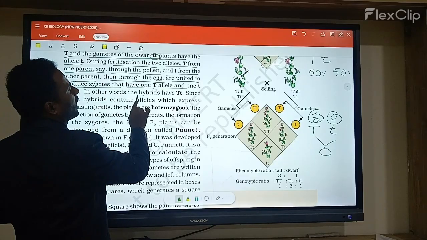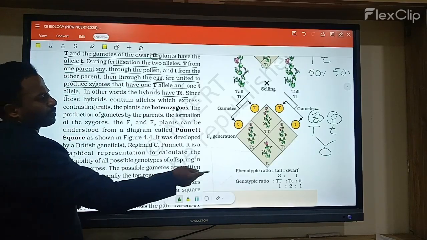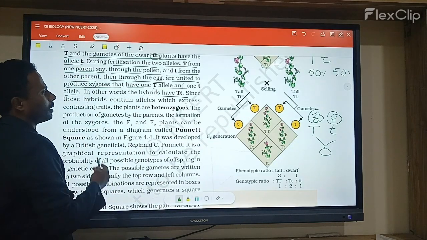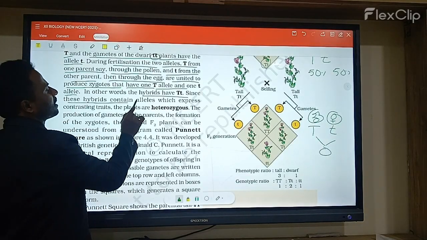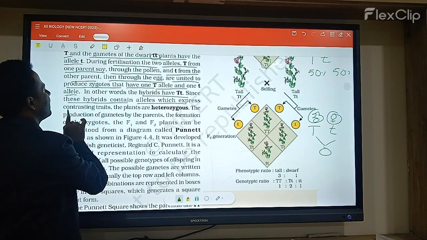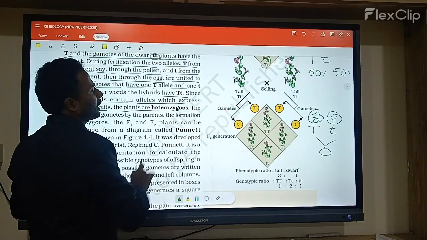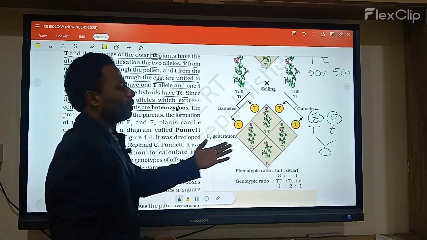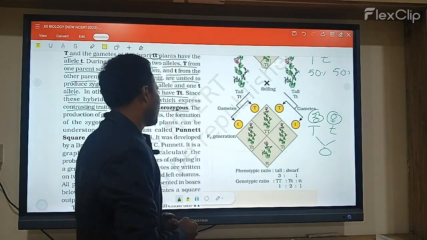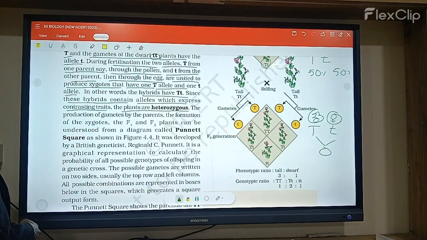In other words, the hybrids have capital T small t. Since these hybrids contain alleles which express contrasting traits, that is a heterozygous character. So here one is capital T and the other is small t. That character is called heterozygous.